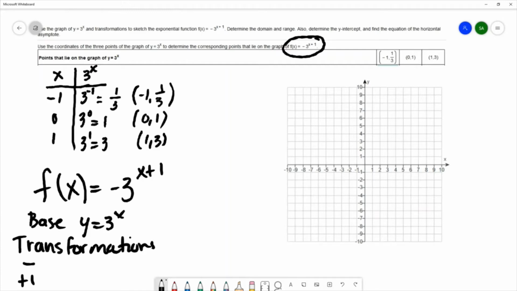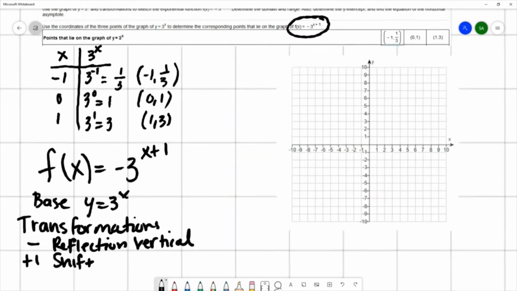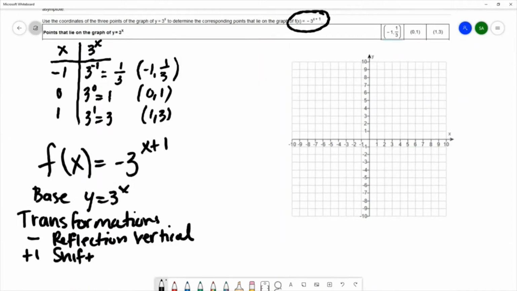Multiplying by a negative is a reflection. And because that negative is on the outside of the function, it's a vertical reflection. The plus 1 is a shift. And because that plus 1 is inside the exponent, that's going to be a horizontal shift. Horizontal shifts are either left or right, and because this has a plus, we're going to shift to the left 1 unit.